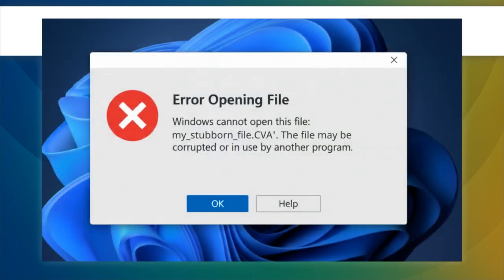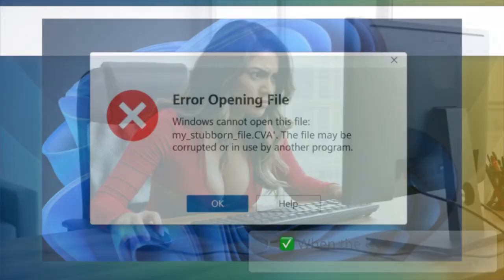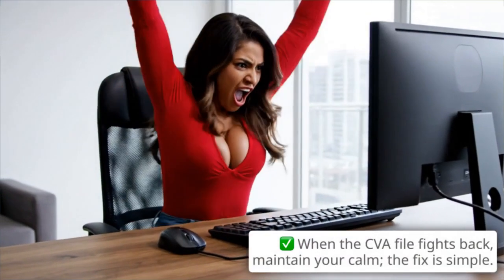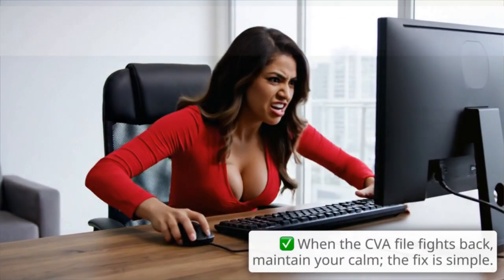If the CVA file hasn't opened yet, take a breath. The reason is usually simple, involving one of three common issues. Here is a quick breakdown of what they are and how to check them.